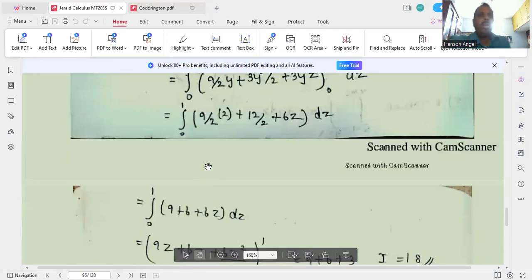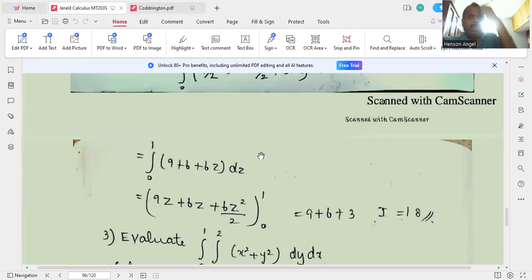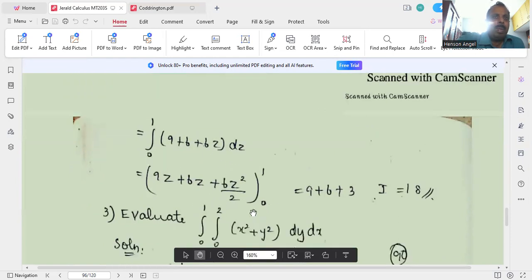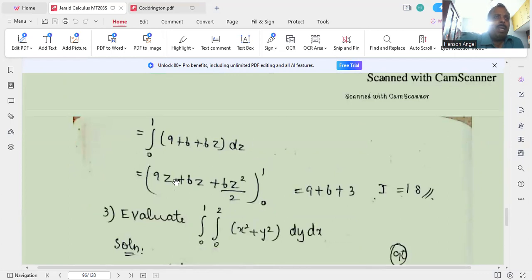So next, we have to integrate this with respect to z. Here 9 is constant. So when you integrate this 9 with respect to z, we get 9z plus 6 into z square by 2. Now we have to apply the limits for z, 0 to 1. So 9 into 1 plus 6 into 1 square by 2. So 9 plus 6 plus 3, that is equal to 18. So this completes the second problem.